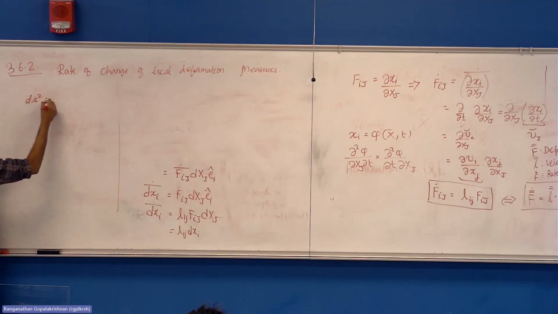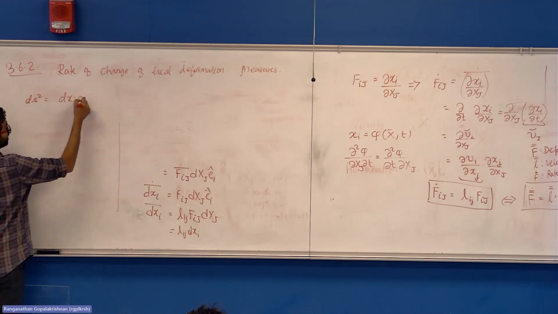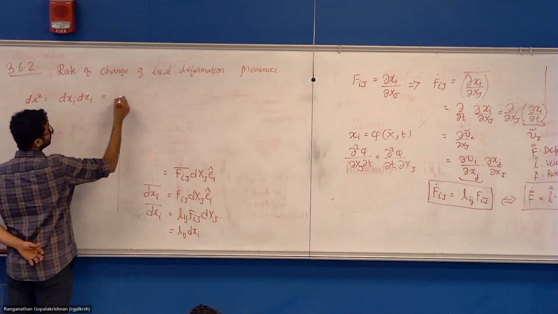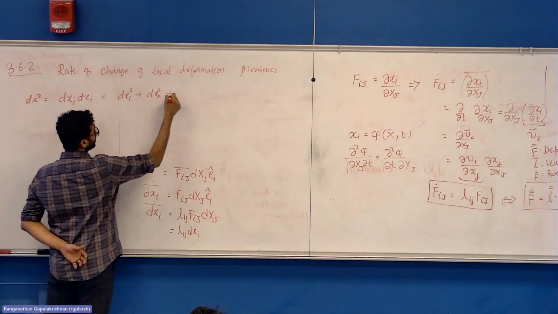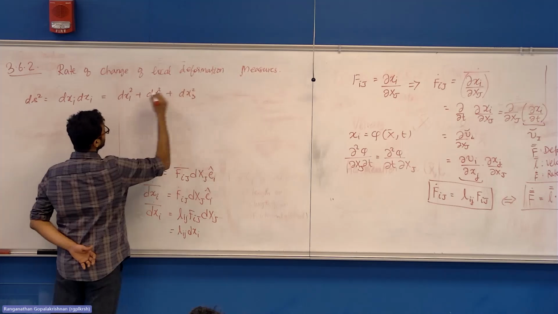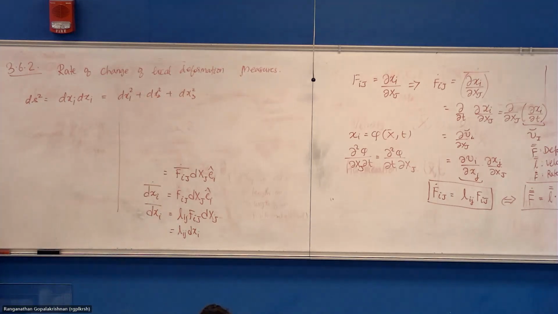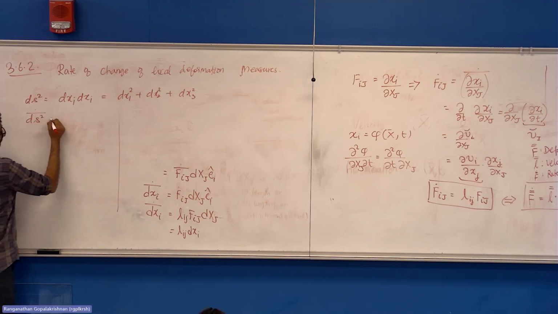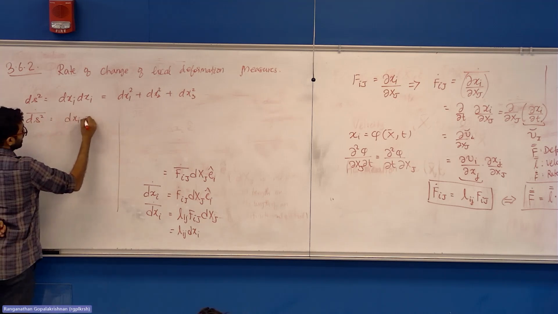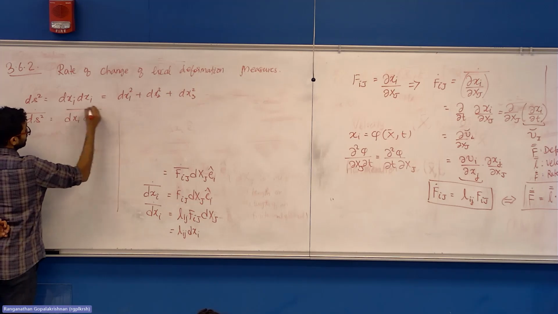ds squared. This is dx_i, shorthand for dx1 squared plus dx2 squared plus dx3 squared. Okay. I want to calculate the rate of change of ds squared, or ds squared dot. That would be dx_i dot.